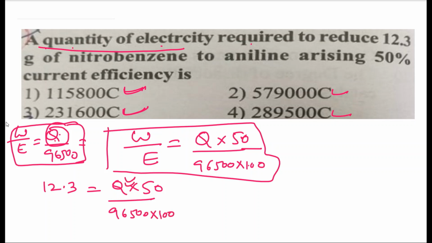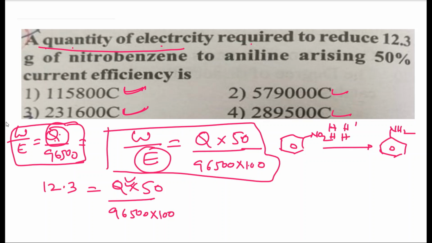How to calculate the equivalent weight of nitrobenzene to aniline? I will write it, just listen here. This is organic chemistry. In this, nitrobenzene is converted to aniline. How many hydrogens? 1, 2, 3, 4, 5, 6. They mentioned reduction. You take it as a metal acid, not LiAlH4. So this is any metal acid.